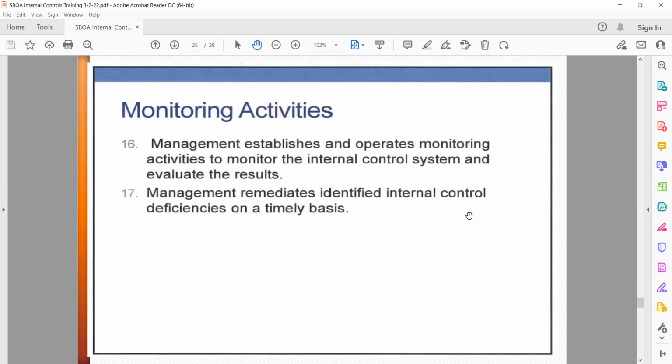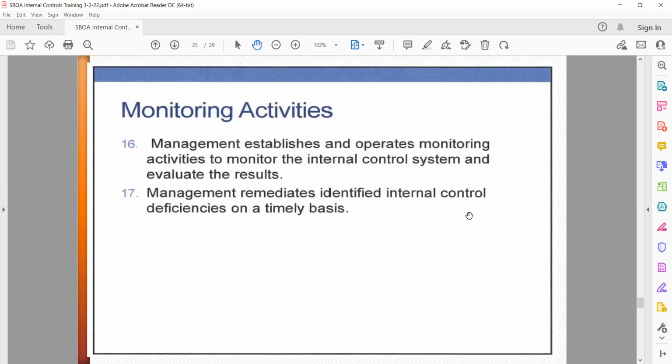Monitoring activities is the last of our 5 internal control components and contains the last 2 of the 17 principles. Number 16, management establishes and operates monitoring activities to monitor their internal controls and evaluate the results. Number 17, management remediates identified internal control deficiencies on a timely basis. Monitoring activities allow management to assess the quality of internal controls over time and make adjustments as necessary. Proper monitoring ensures that controls function properly and continue to be relevant.